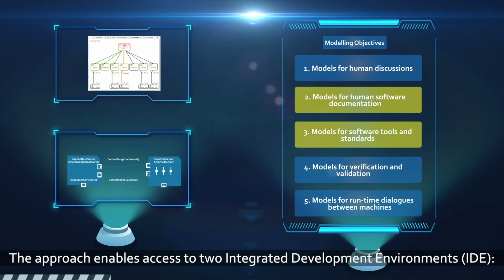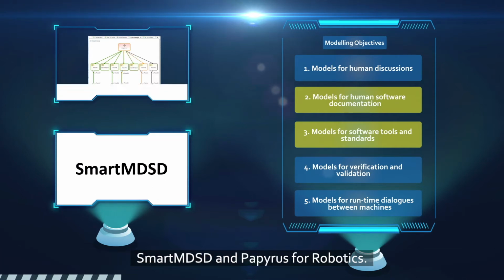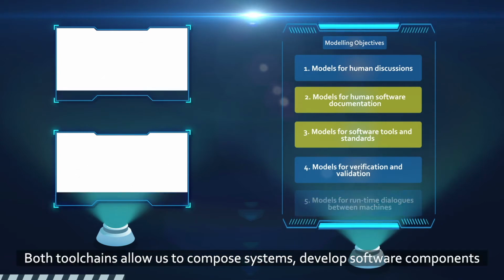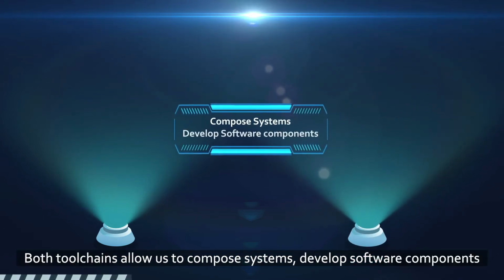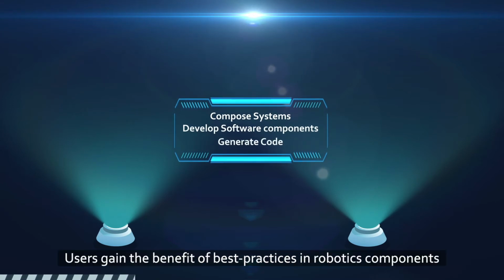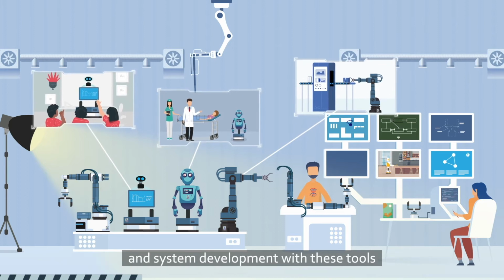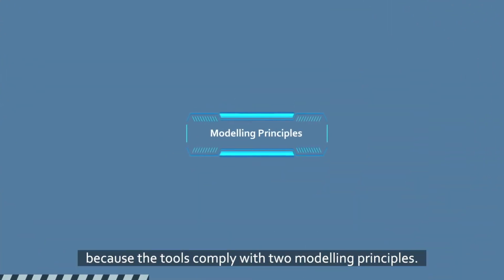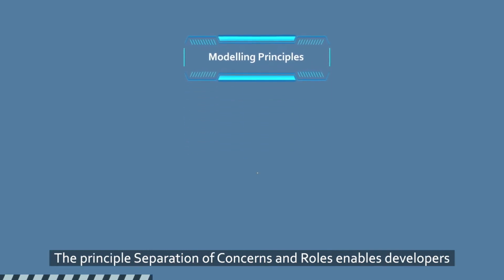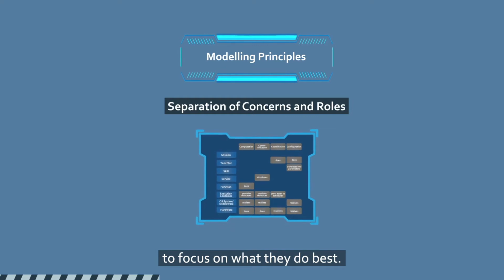The approach enables access to 2 integrated development environments: Smart MDSD and Papyrus for robotics. Both toolchains allow us to compose systems, develop software components, and generate code. Users gain the benefit of best practices in robotics components and system development with these tools because the tools comply with 2 modelling principles. The principle's separation of concerns and roles enables developers to focus on what they do best.